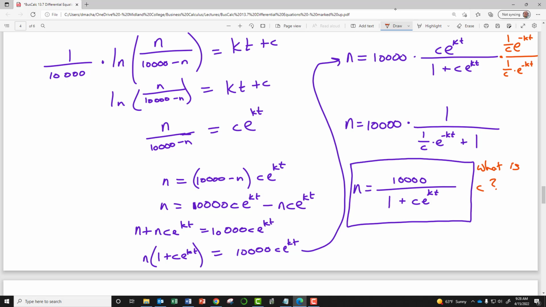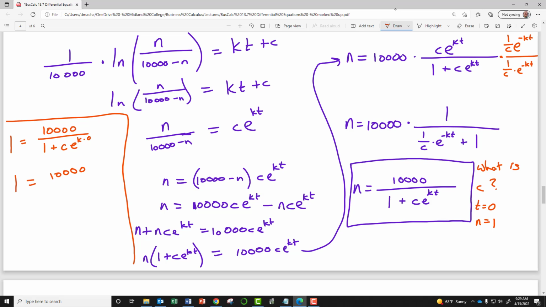And remember that on day t equals 0, we had just one cow sick, so n was equal to 1. So let me use this formula here. I'm going to take over here where I have more room. For n, I'm going to plug in 1, and for t, I'm going to plug in 0. So 1 is equal to 10,000 divided by 1 plus c times e to the k times 0. Well, e to the k times 0 is e to the 0 power. Anything to the 0 power is 1. So this is 10,000 divided by 1 plus c.